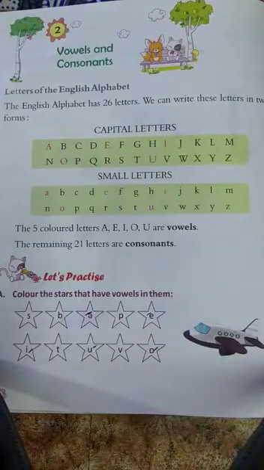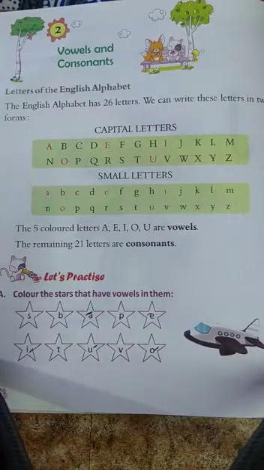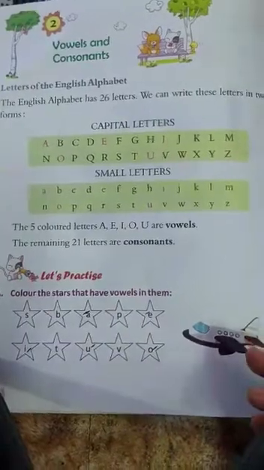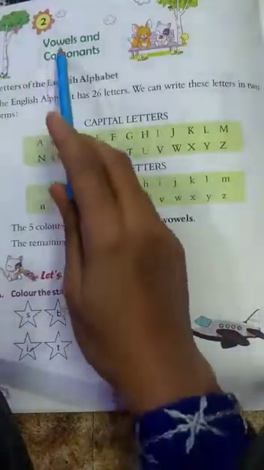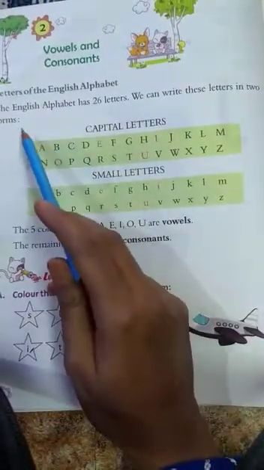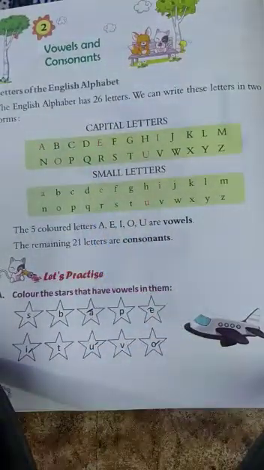Hello kids, now I am going to teach you the second chapter of English grammar, vowels and consonants. Chapter 2, vowels and consonants. Letters of the English alphabet. The English alphabet has 26 letters.